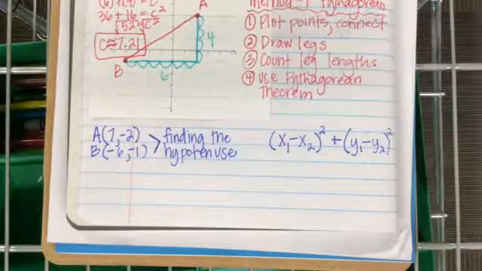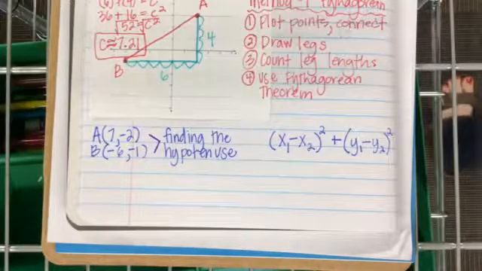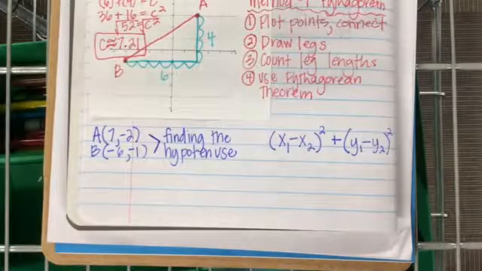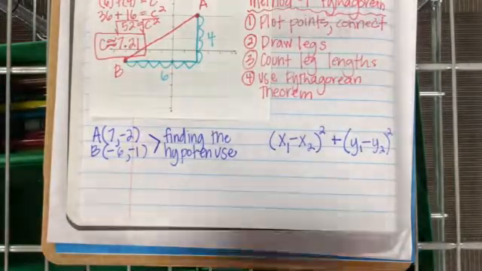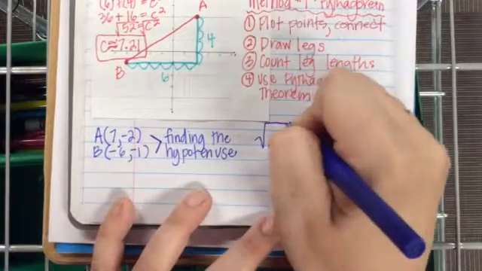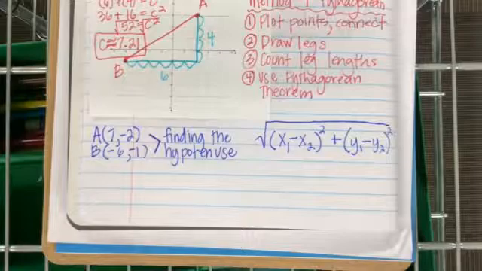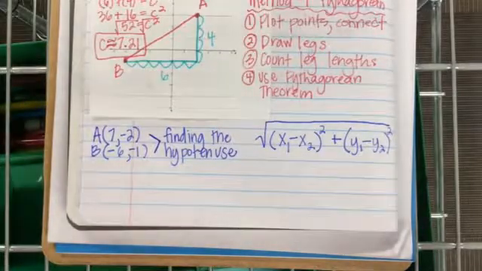But what do I have to do to every Pythagorean theorem problem at the end? Square root. So I'm going to put all of this under a square root. And that's the distance formula.